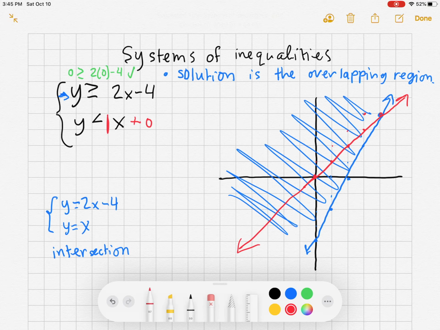One thing I forgot to mention about this line when I just did it: is that going to be a solid line? Nope. That's going to be a dotted line. So let's go ahead and fix that.